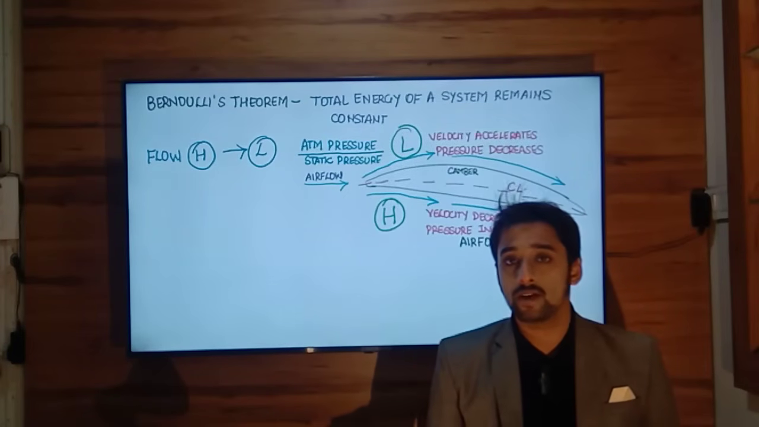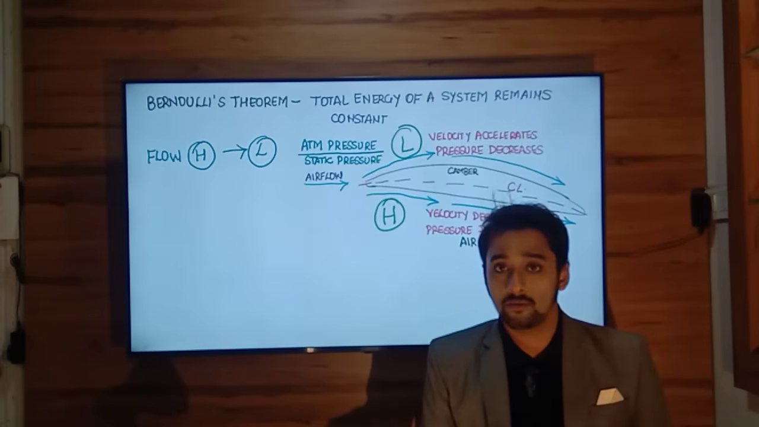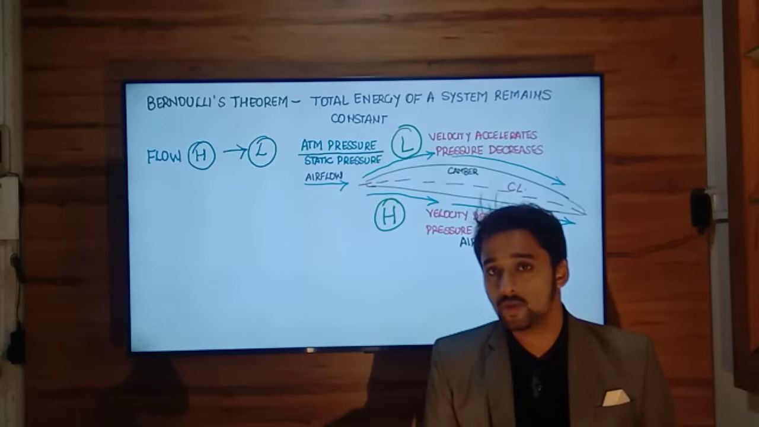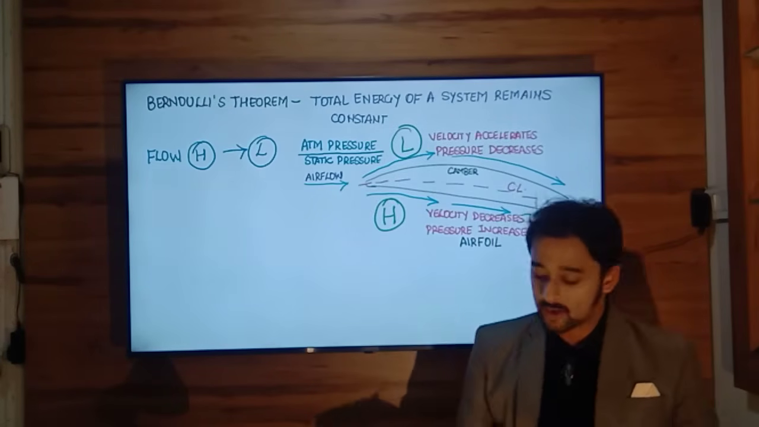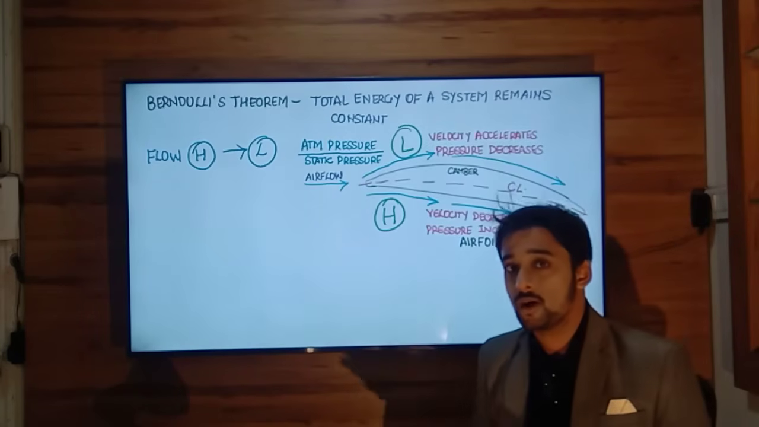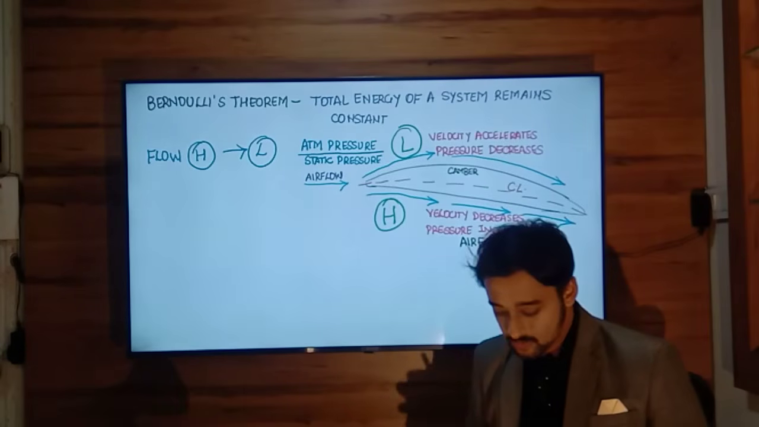This pressure is always available in the atmosphere. Whether you sit, you stand, you walk, you run, you crawl, there will be pressure acting on your body called atmospheric pressure, also known as static pressure. So this pressure that we are talking about over the wing and under the wing is atmospheric pressure or static pressure, always available in the atmosphere.